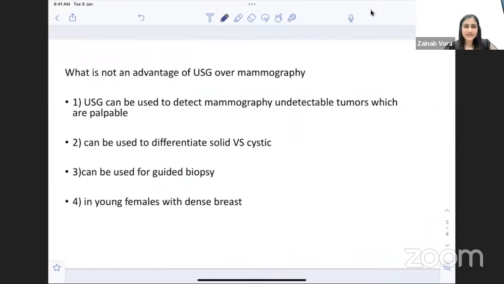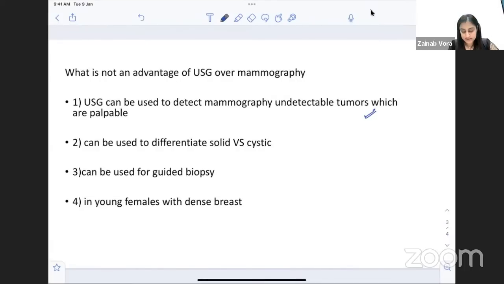This question is a little tricky. I mean, I don't think this is exactly correct. One of these options needs editing because all are true in this case. So just review this and tell me what is different. Which of the following is not an advantage of ultrasound over mammography? First, ultrasound can be used to detect mammography-undetectable tumors which are palpable. So this is definitely true. We use this in practice. When the patient says there is a palpable lesion and the mammo comes out normal, we will do an ultrasound correlation.